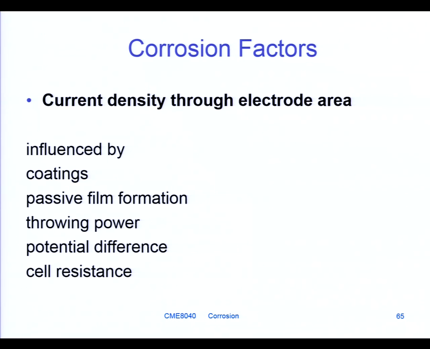The size of the potential difference between your anode and cathode, because that will have an effect on the magnitude of the current, because it's just an Ohm's law thing. The current is the voltage over the resistance. If the voltage is high, then you get more current, and similarly, if the solution isn't very conductive, if the resistance is high, you get less current.